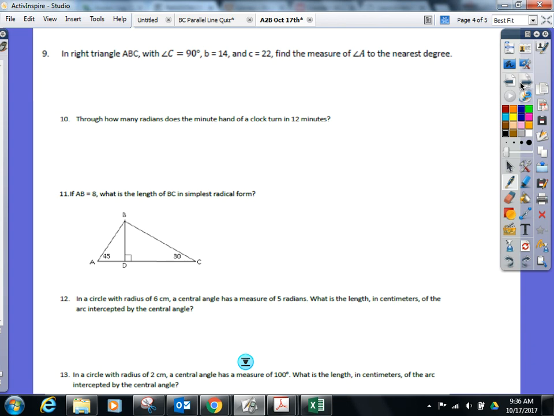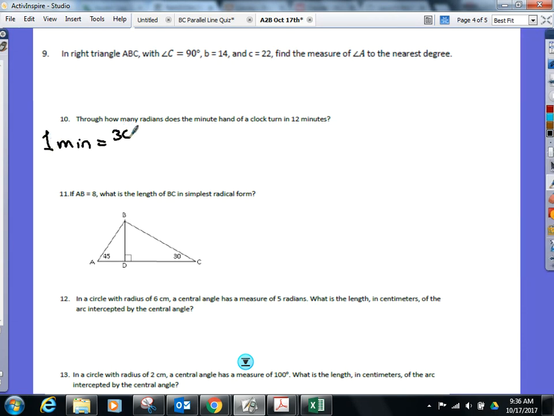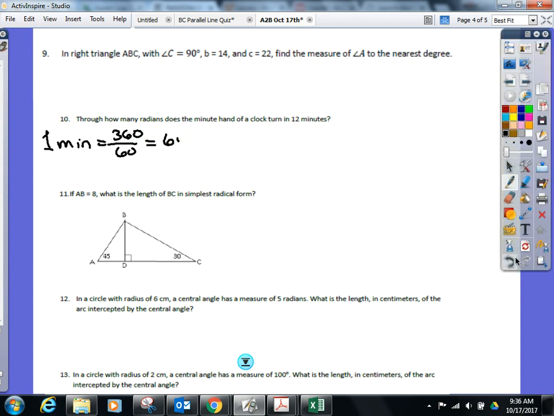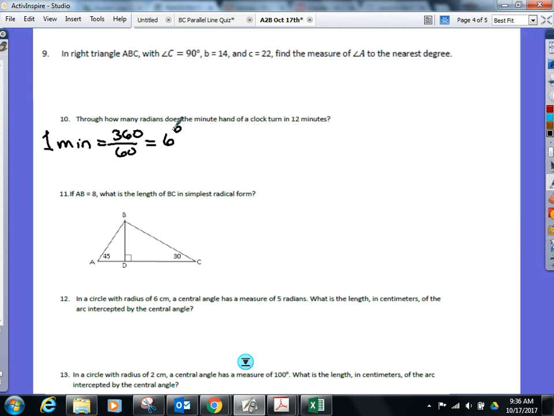Okay, so let me just jot that down. So in 1 minute, that's 360 divided by 60. So it goes 6 degrees. Everyone all right? How we did that? Now, how are you going to find 12 minutes then? 12 minutes would be what? Take 6 degrees and multiply it by 12. You're darn right. So it goes how many degrees in 12 minutes? 72 degrees.